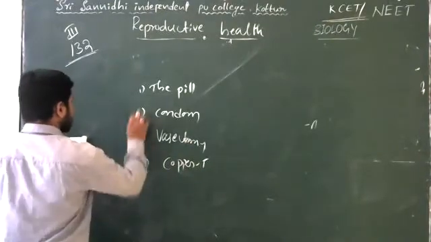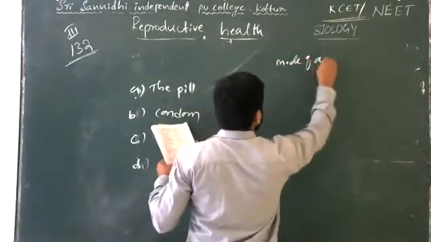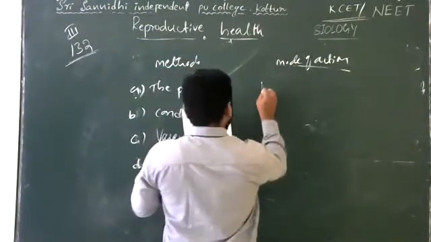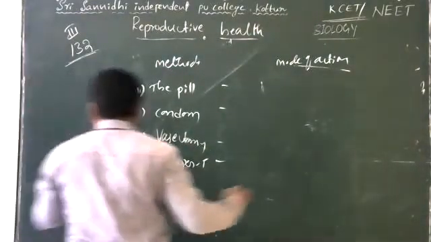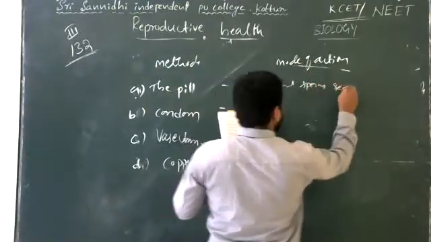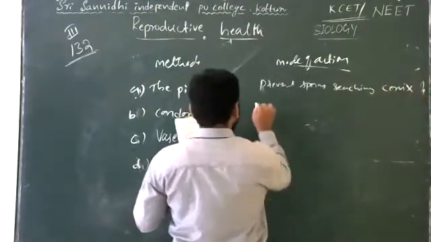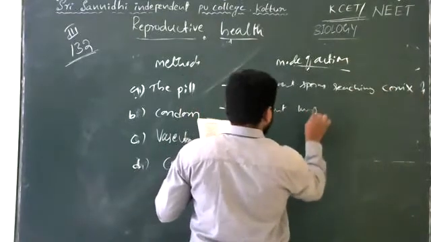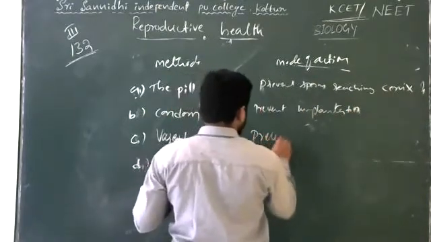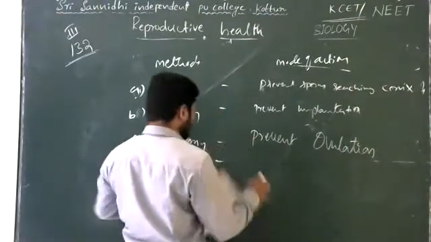Actually, as given D, C, D, A, right? What is the mode of action here? These are the methods. Modes of action: prevent sperms reaching the cervix, prevent implantation, prevent ovulation, semen contains no sperm.